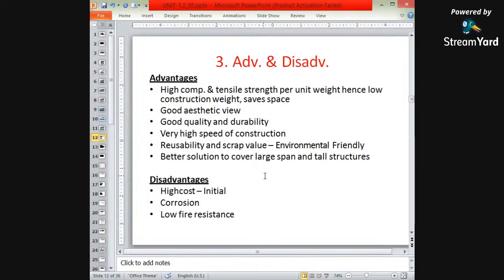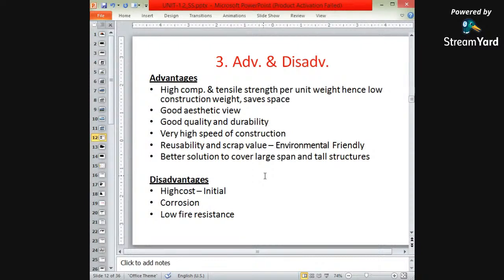Again, what are the different disadvantages of steel structures? The initial cost in steel structures is high at the initial stage. Okay, the high cost at the initial stage, and also the steel structures have corrosion.